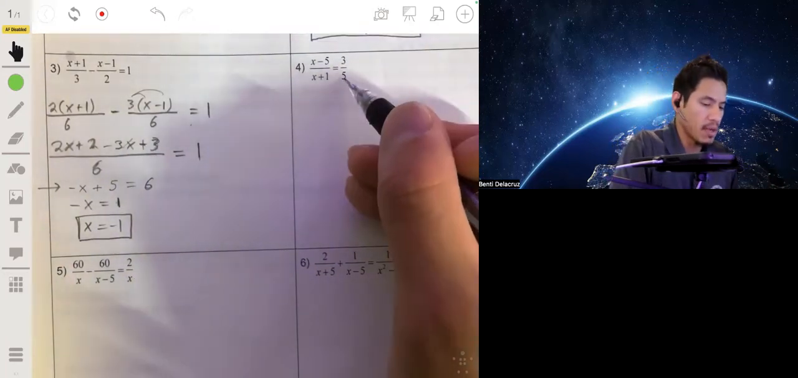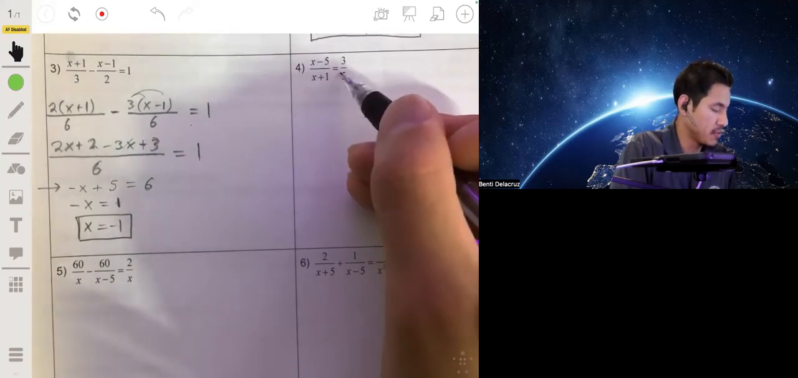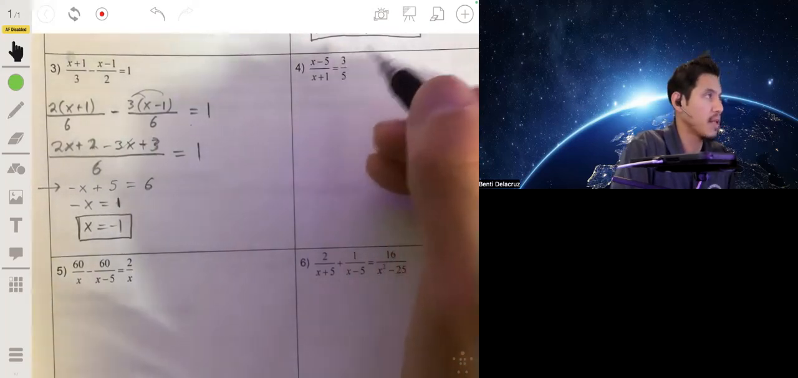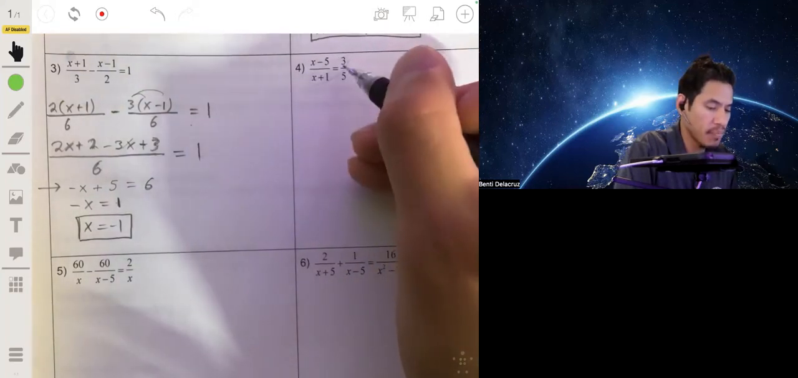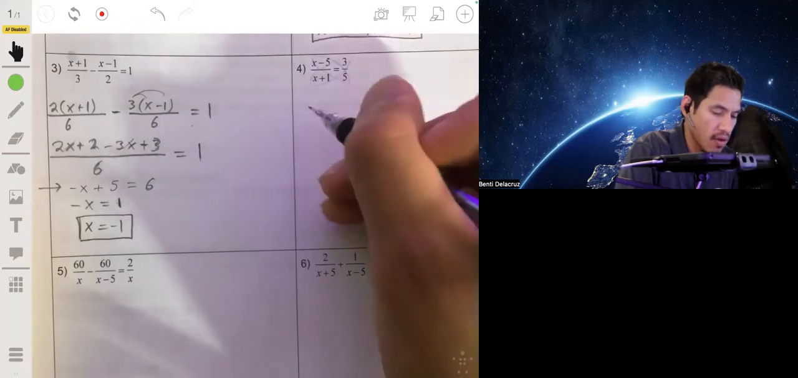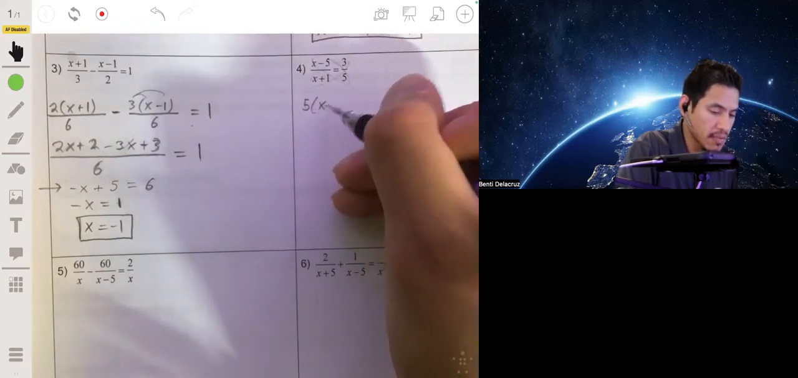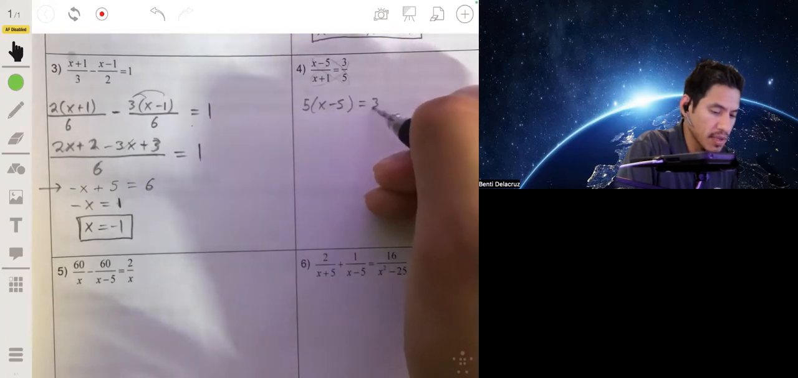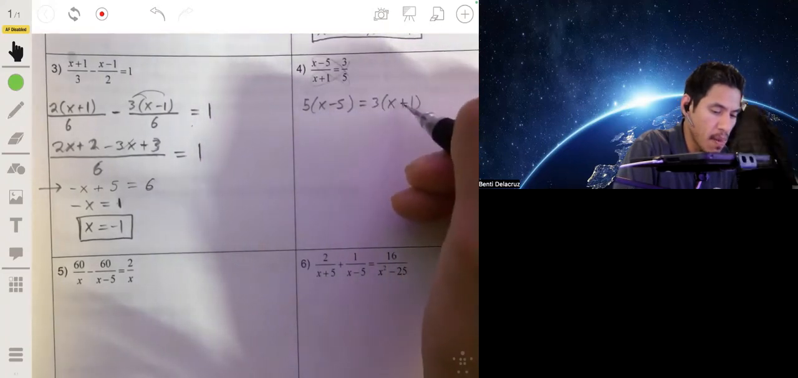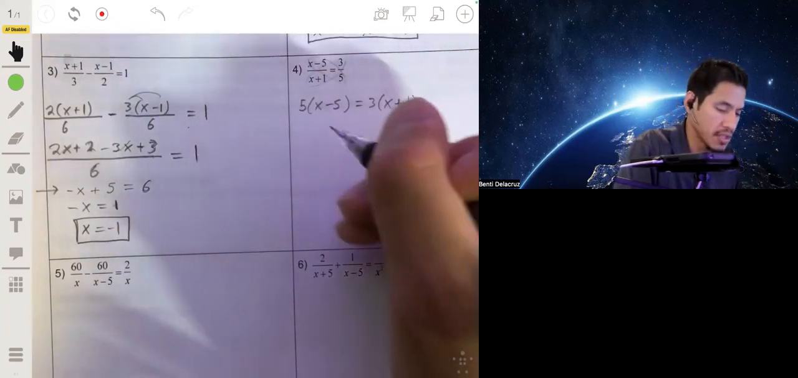Okay, so here we can cross multiply. We're going to multiply 3 by x plus 1 and x minus 5 by 5. So we're going to get 5 times x minus 5 is equal to 3 times x plus 1. And then from here, we have a simple linear equation to solve.